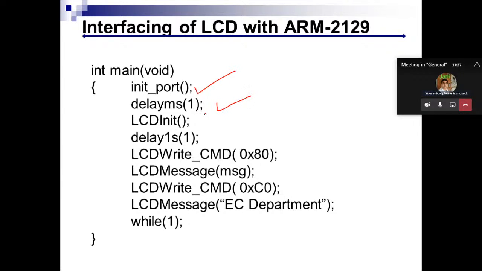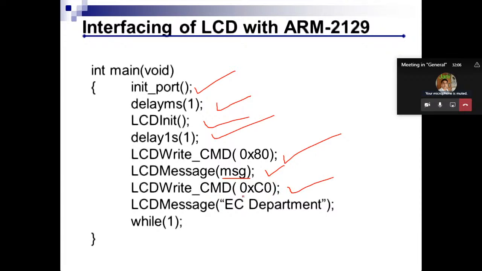Then we call a 1 millisecond delay. Then we initialize the LCD, again a 1 millisecond delay. Then 0x80, so on the first line of the LCD we are displaying this message. MSG is written, "Welcome to Government Engineering College", that is written first. We have declared it as a string. And if you don't want to declare a string here, you can also directly write the message here.